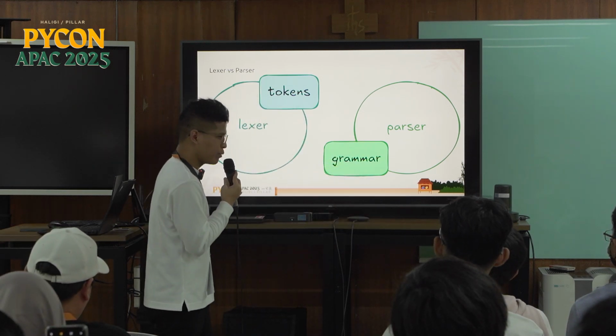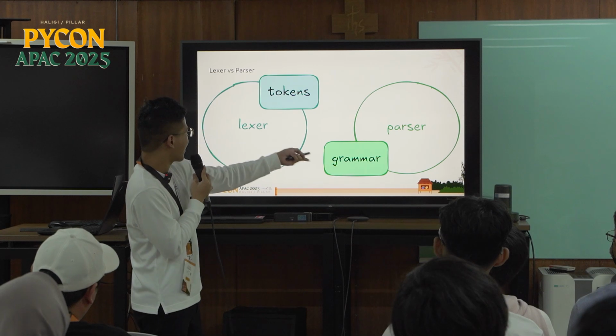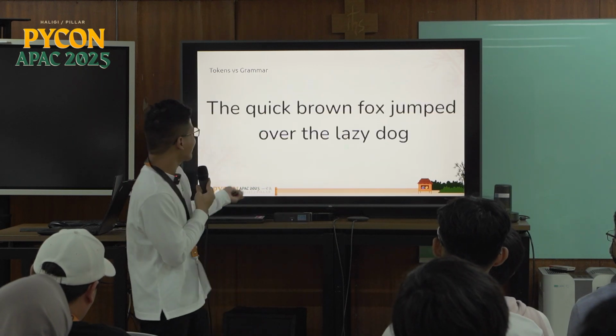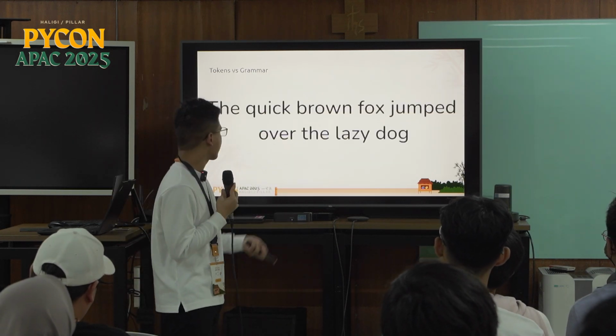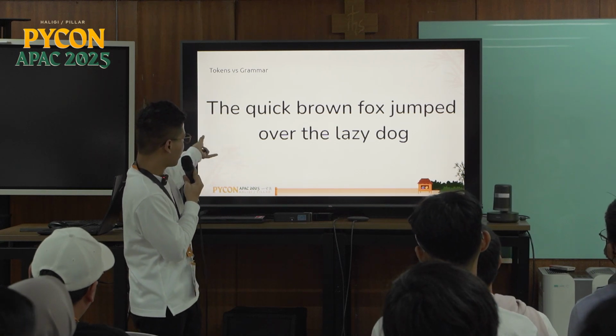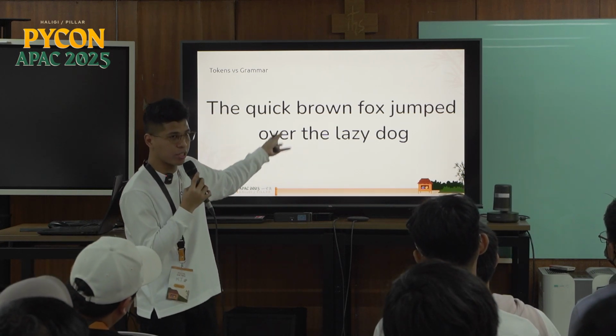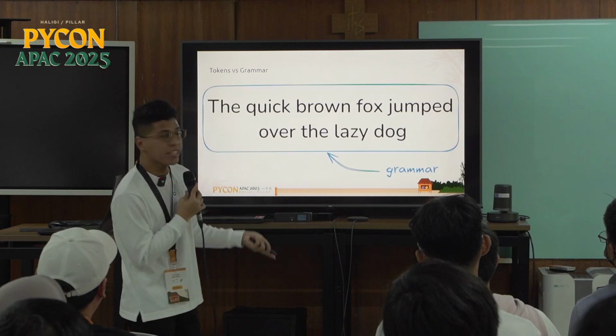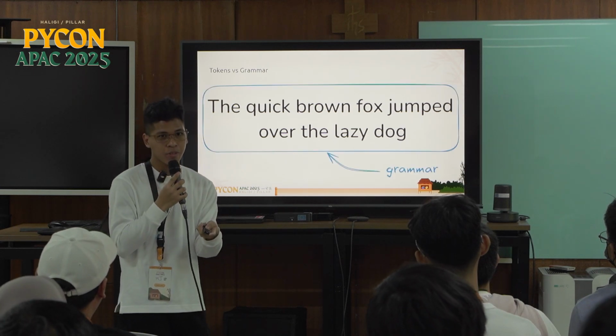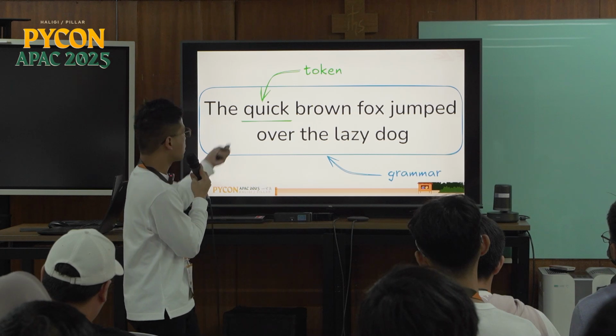Okay, MJ, I still don't know what this thing means. So imagine we have the phrase, the quick brown fox jumped over the lazy dog. This entire thing is the grammar. The individual words are the tokens.